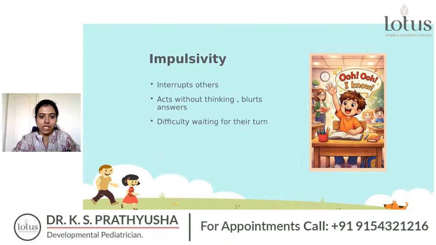Next, we have the impulsive type. Children affected with this condition have difficulty in regulating their impulses. They tend to interrupt and intrude on others. They act without thinking. They blurt out answers even before the question is completed by the teacher. They have utmost difficulty waiting for their turn, either in conversation or in any action.